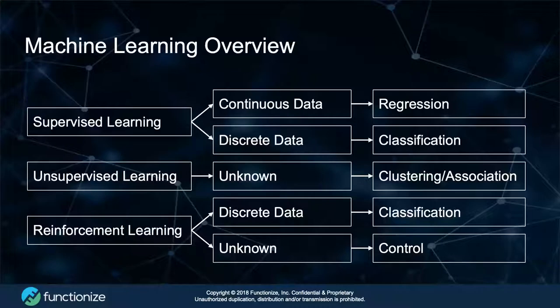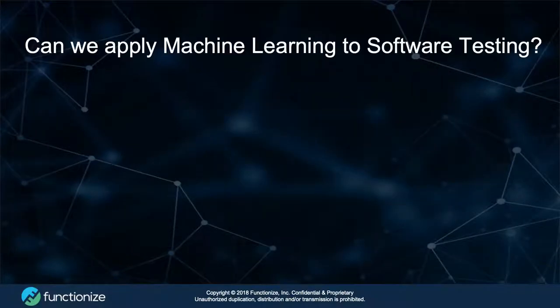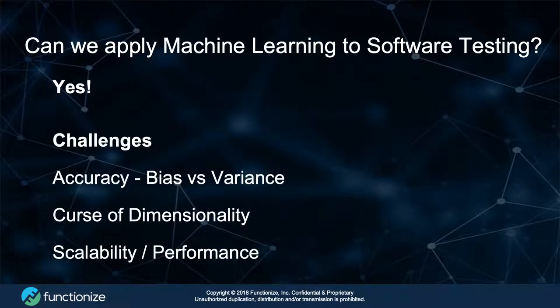that people use today. Okay, so can we apply machine learning to software testing? Of course, yes, we can. That's obviously something that we do at Functionize a lot. But what are the challenges of using machine learning in software testing? These are some examples of challenges in building any type of machine learning model. There's the challenge of accuracy, right? How accurate are these models going to be? And there are trade-offs between bias versus variance, and I'll describe that a little bit more in the next slide.